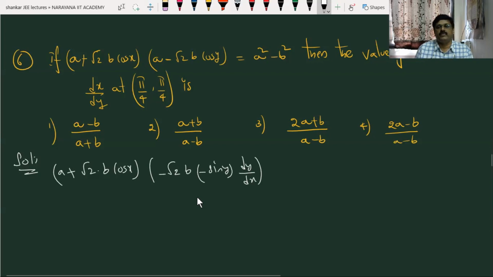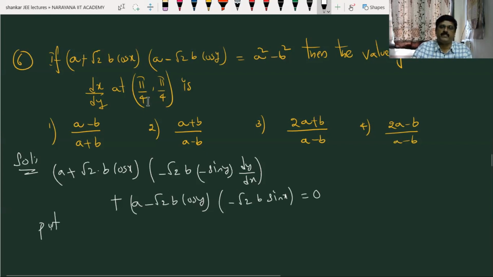Afterwards, plus a minus root 2b into cos y, I write as it is, students. I differentiate the first bracket. If you differentiate that, you will be left with minus root 2b into sin x is equal to RHS 0, students. So put as the location is pi by 4 comma pi by 4, abscissa is pi by 4 and ordinate is also pi by 4.